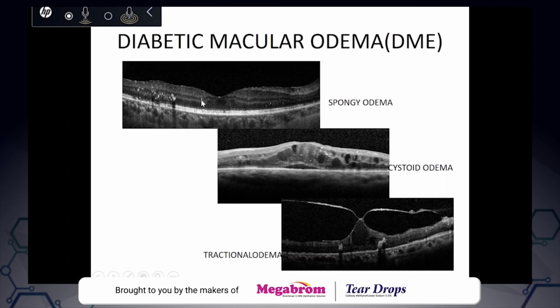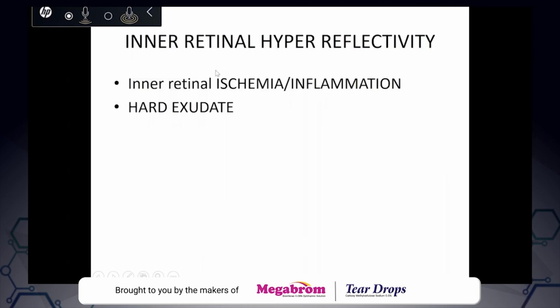You know, hard exudates are up to the outer plexiform layer. You are seeing it in the outer plexiform layer. So this is cystoid macular edema. This is spongiform edema. This is tractional edema. Here again, there are hard exudates. So any of these may be associated with serous macular detachment. So these are the types of diabetic macular edema. Now we are talking on inner retinal hyperreflectivity. Inner retinal hyperreflectivity can be due to ischemia, or inflammation, or hard exudate.